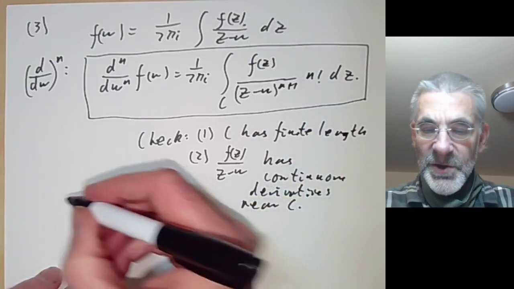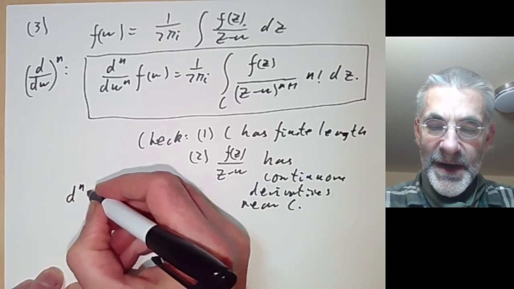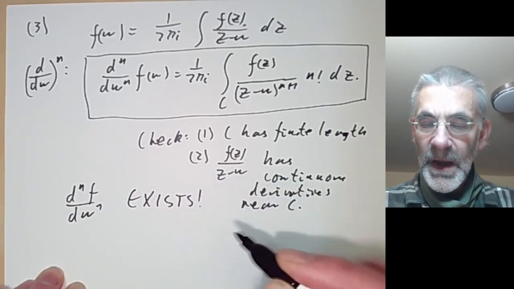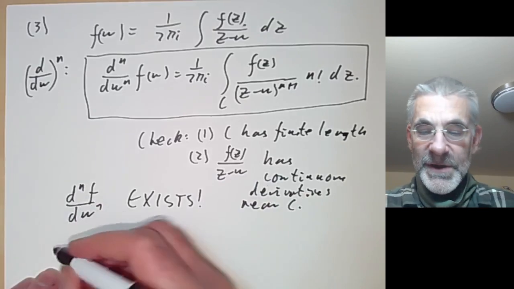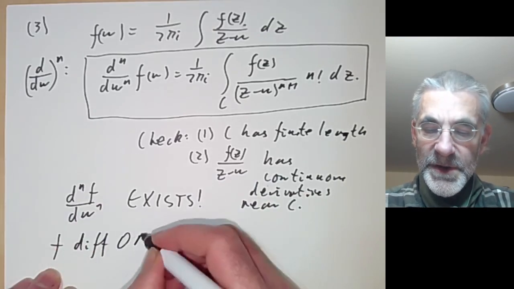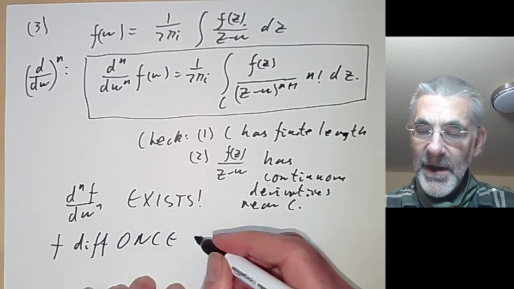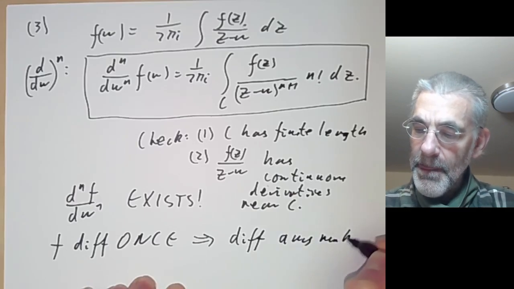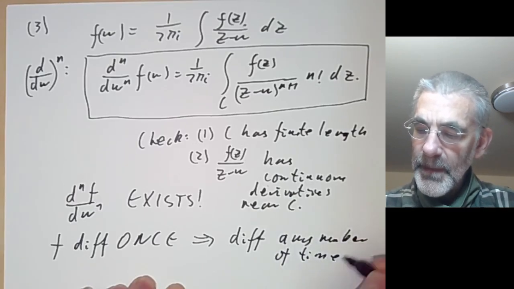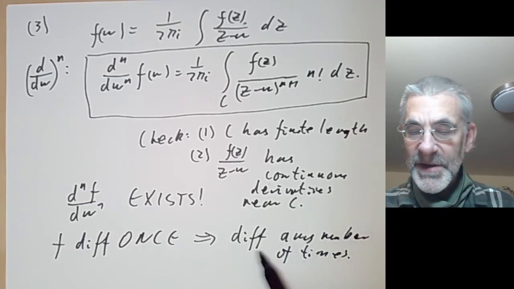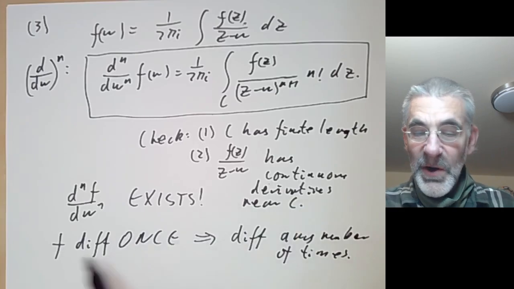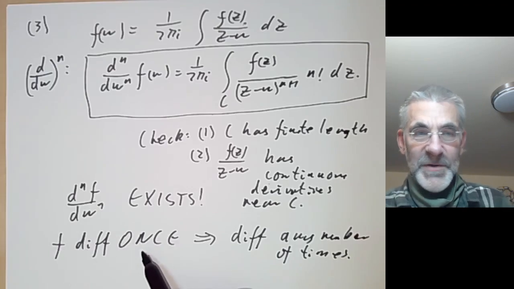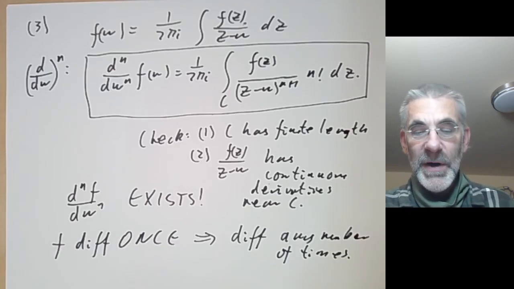And there's one really striking consequence of this, which is that d to the n f over dw to the n exists. So all we assumed about f was that f was differentiable once. That's what holomorphic means. And this automatically implies it's differentiable any number of times. As I remarked a couple of times in earlier lectures, there's absolutely no reason why this should be true for functions of a real variable. There are lots of real valued functions that are differentiable once but not differentiable twice, and so on.